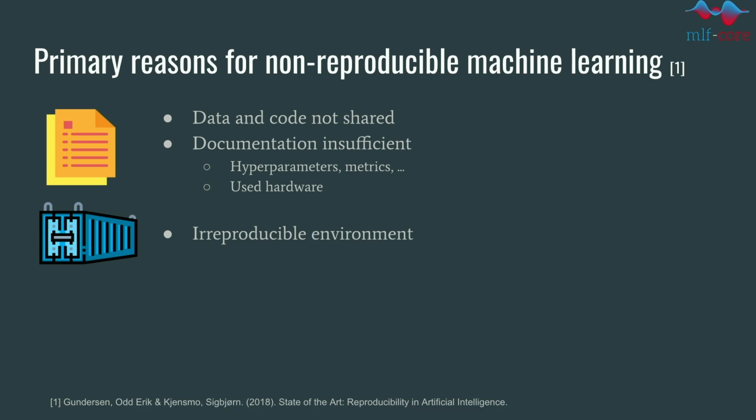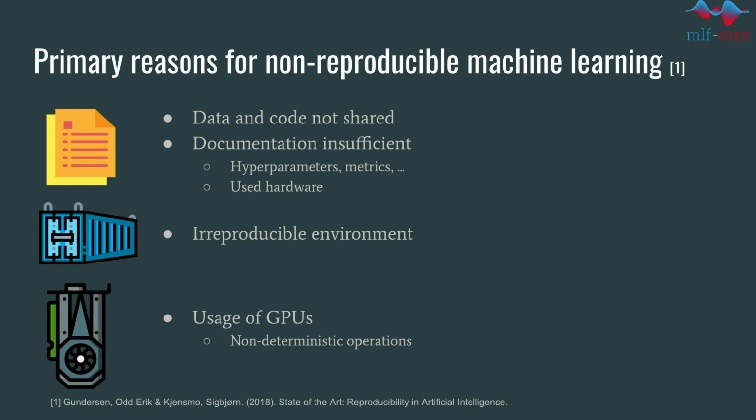But also, machine learning is oftentimes conducted in an irreproducible environment. People use different versions of their libraries, and this just leads to conflicts and completely irreproducible results. Finally, especially today, the usage of GPUs is really widespread due to the performance gain that they provide us with. But GPUs usually use non-deterministic operations and non-deterministic algorithms.